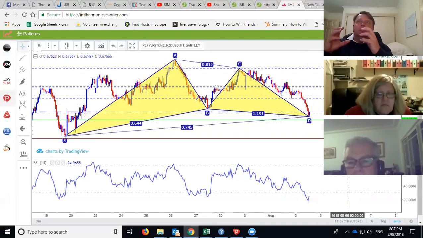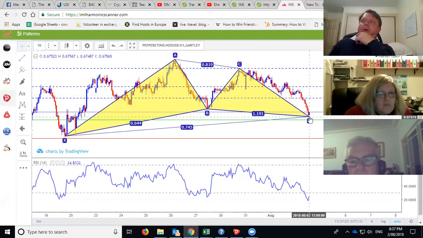So again, we could then take this trade. It's on a completely different pair. It's still well within the time range to get in, okay?